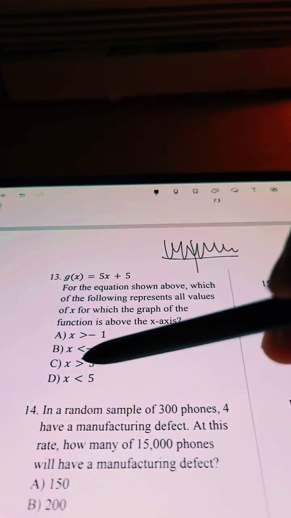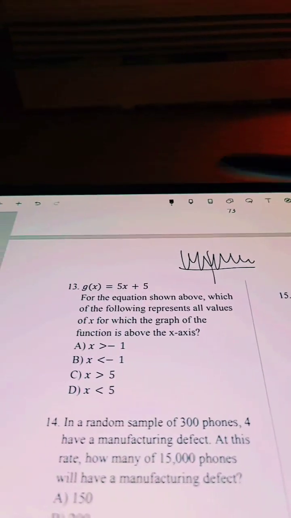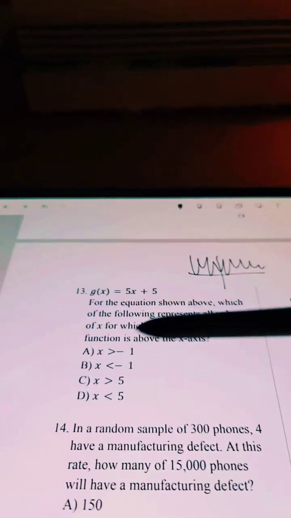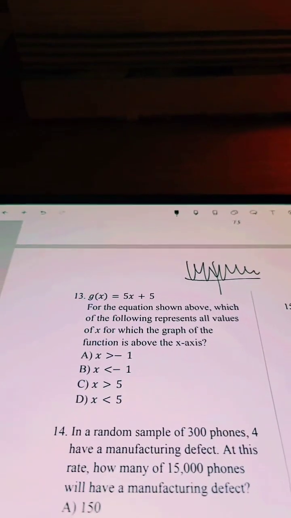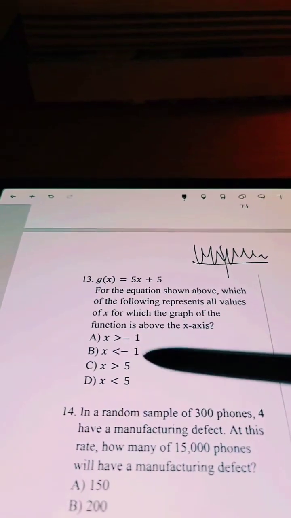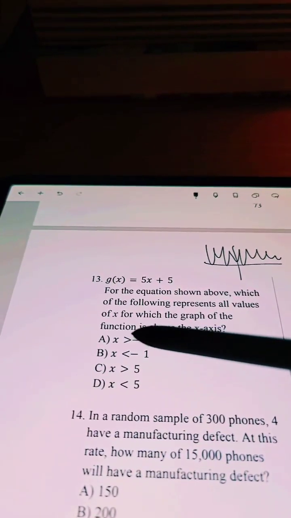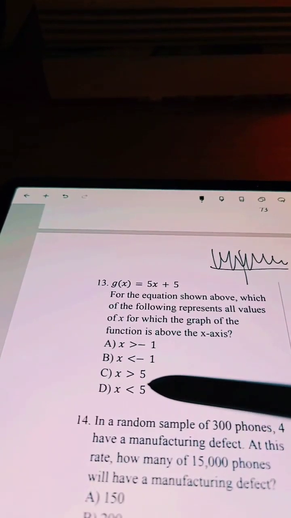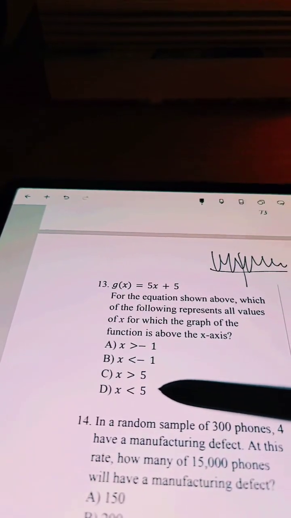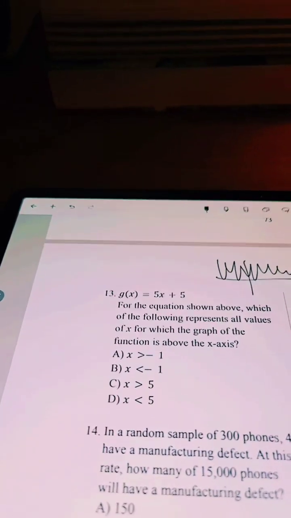So you're just going to basically plug in values, and try to plug in values strategically, in order to see if they end up with g of x being in one of these quadrants that are above the x-axis. What I mean by strategically is, for instance, A says that x is greater than -1, and D says that x is less than 5. So there are a bunch of numbers that can fall in between those.